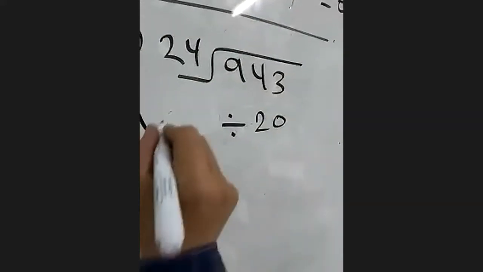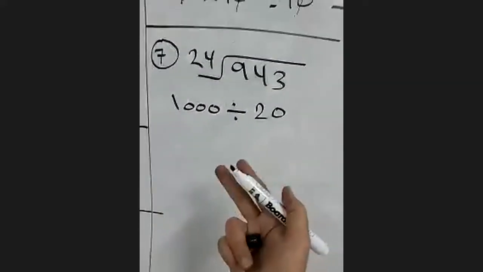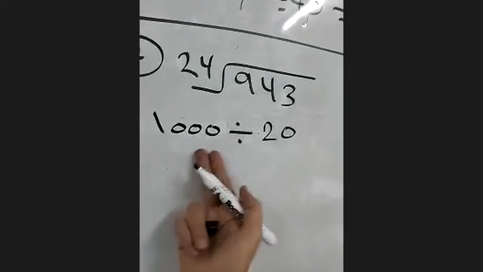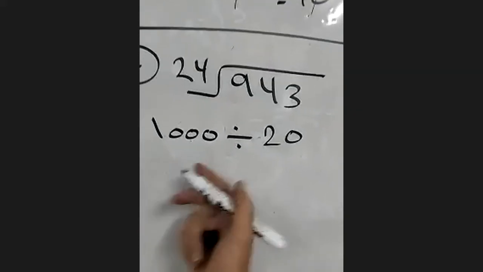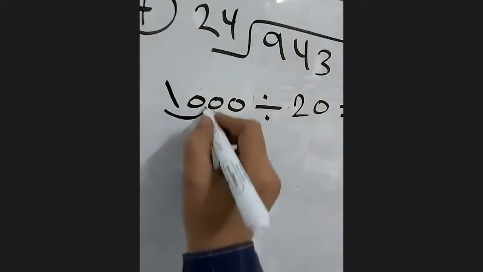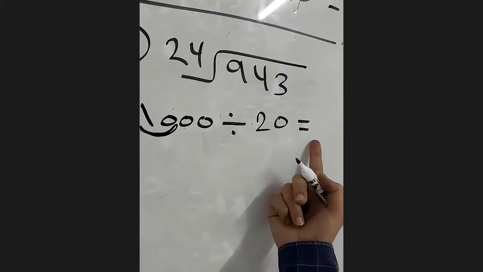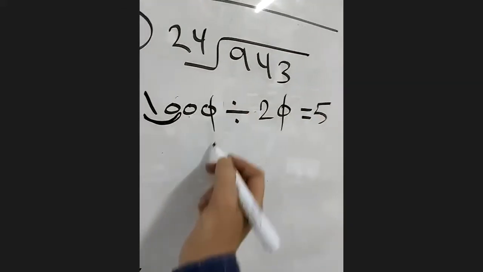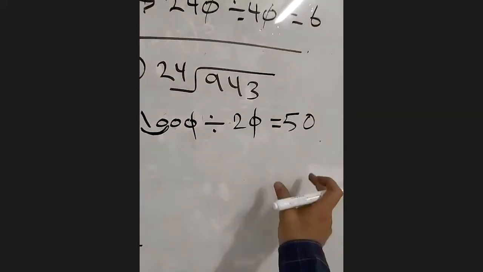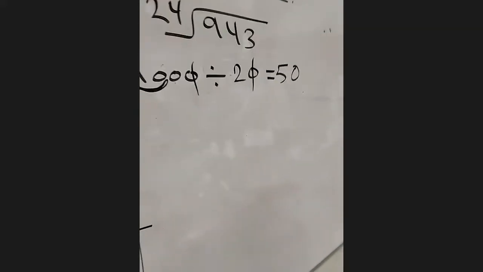Isn't 943 close to 1,000? Yes, it is close to 1,000. This is a compatible number. Yes, Muawiyah? Equal. Can the 1 divide by 2? No. But the 10 can. 10 divided by 2, how much? 5. And we can cross 10 with 10, still 10 here. Equals 50. So what is the estimation? 50. 50 is the closest answer.